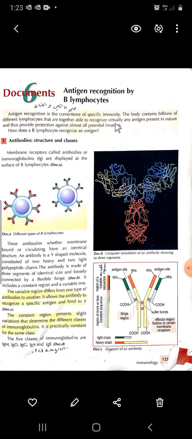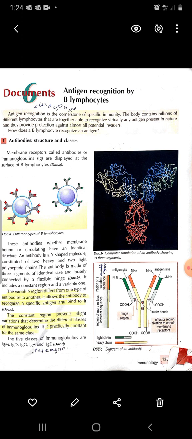So our body contains billions of lymphocytes. These lymphocytes are able to recognize any antigen present in nature. And this antigen must be a non-self antigen, to be fought, caught or shot by the B lymphocyte. However, how does a B lymphocyte recognize an antigen? Now we are going to start in part 1, antibodies, structure and classes.